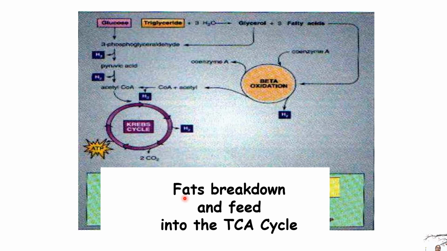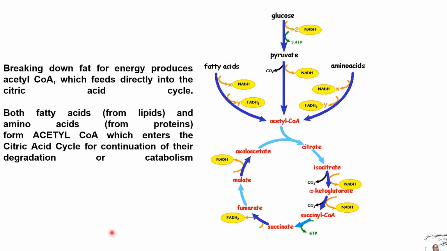So how fats break down and feed into the TCA cycle. Basically, what happens? Fatty acids and glycerol, they do beta oxidation, and acetyl-CoA is produced, which can then feed into the Krebs cycle. So breaking down fat for energy produces acetyl-CoA, which feeds directly into the citric acid cycle. So both fatty acids from lipids and amino acids from proteins form acetyl-CoA, which enters the citric acid cycle for continuation of their degradation or catabolism.